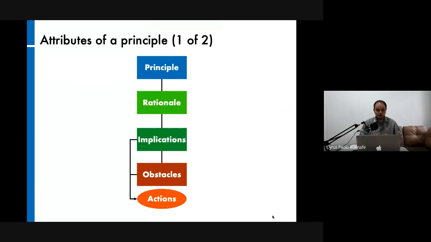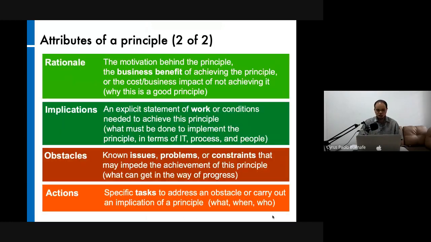Okay, for that. And then you talk about obstacles, potential obstacles, and the actions to be done. Okay. Now, what is a rationale? The rationale is the motivation behind the principle. Okay, the business benefit of achieving the principle or the cost business impact of not achieving it. Your rationale is supposed to point to a driver if it's a business principle.